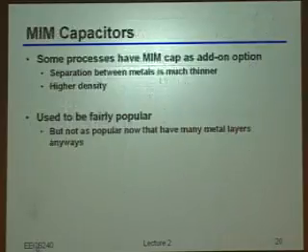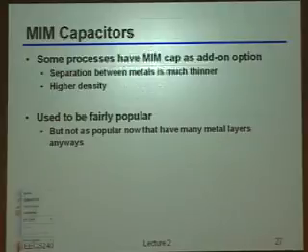Okay. So this is now coming back to Andrew's question. In some processes, you'll get what's called a MIM capacitor. MIM just stands for metal, insulator, metal. But this is typically an add-on option, meaning you have to pay some dollars to get it in your process. What you're paying for is a capacitor that gives you higher density than you otherwise would have gotten.